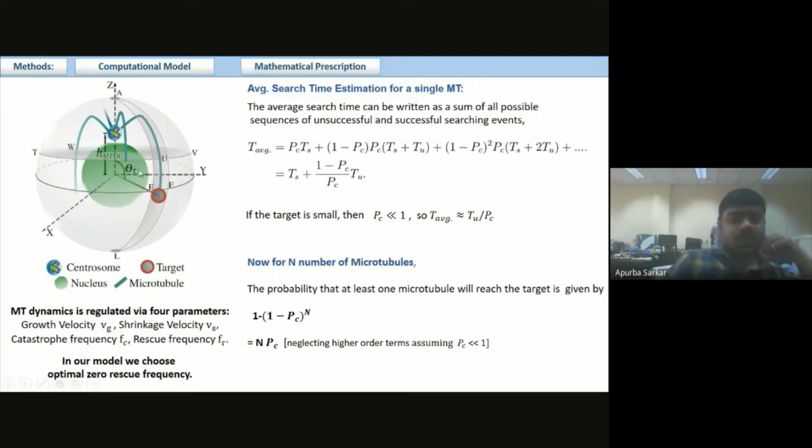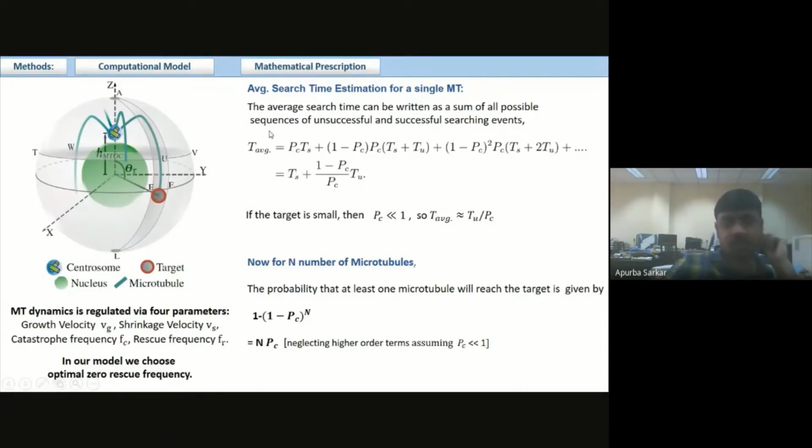To address the efficiency of dynamic microtubules in finding the immunological synapse, we developed a very simple numerical model incorporating the relevant components of the cell. Here, the microtubules nucleate from the centrosome, exploring the three-dimensional cellular volume, looking for the target cell. The microtubule dynamics are simulated by 4 parameters: growth velocity, shrinkage velocity, catastrophe frequency, and rescue frequency. In our model, we choose the rescue frequency to be 0 because in the presence of rescue frequency, there is a chance that a microtubule nucleated in the wrong direction would repeatedly search in that direction, which would eventually increase the capture time.